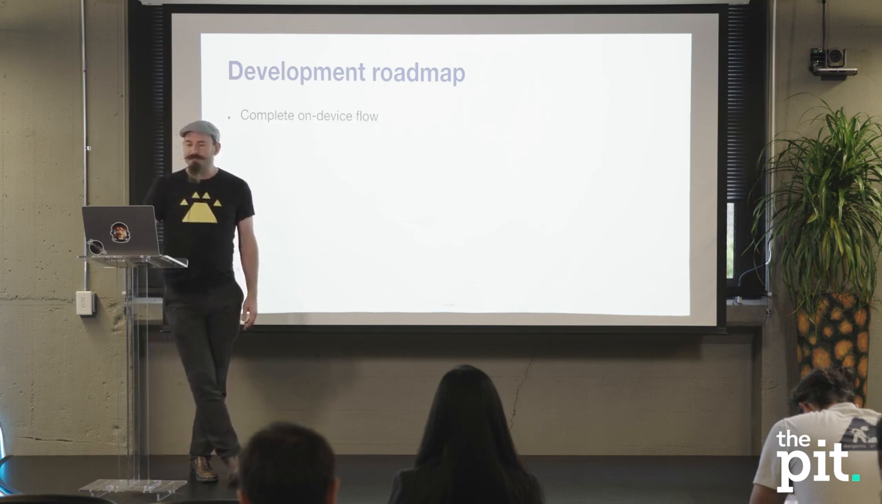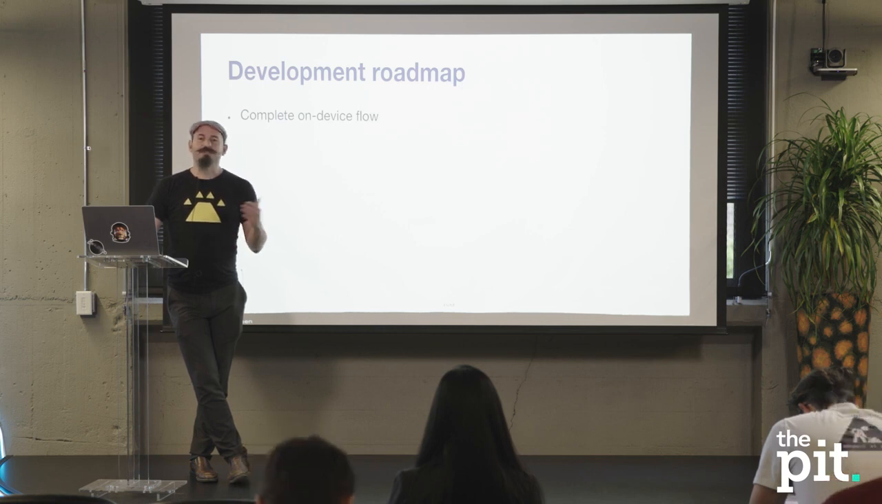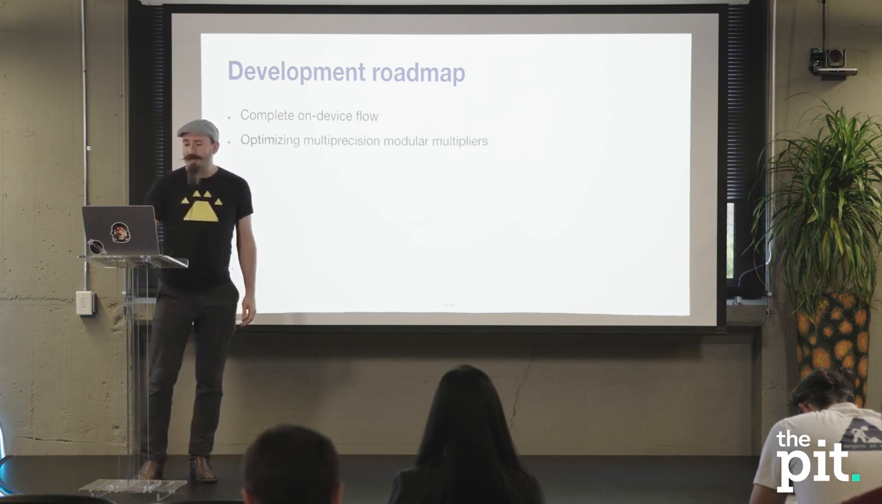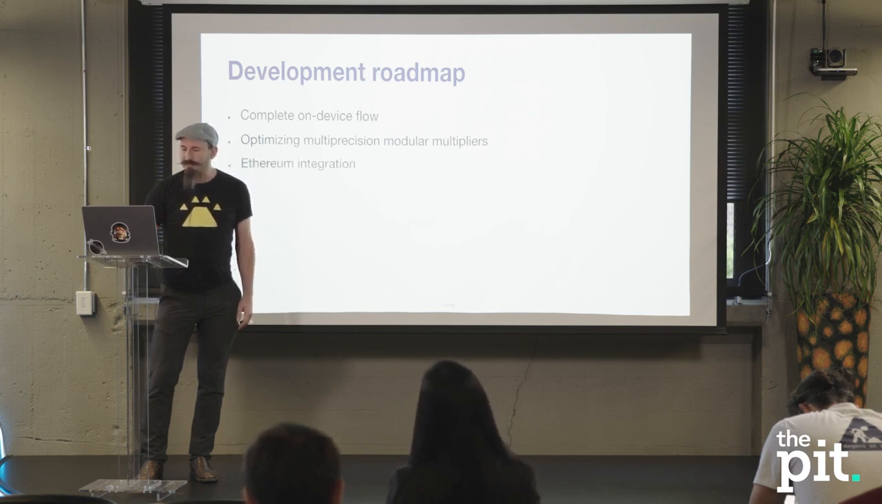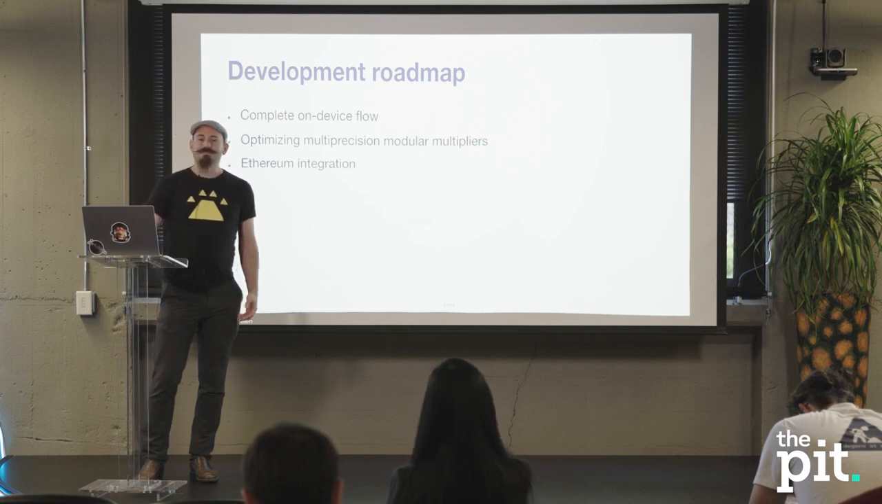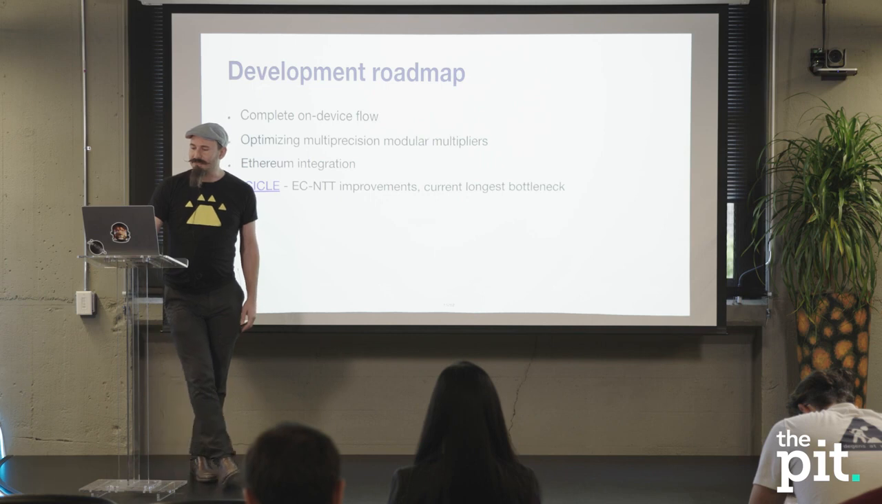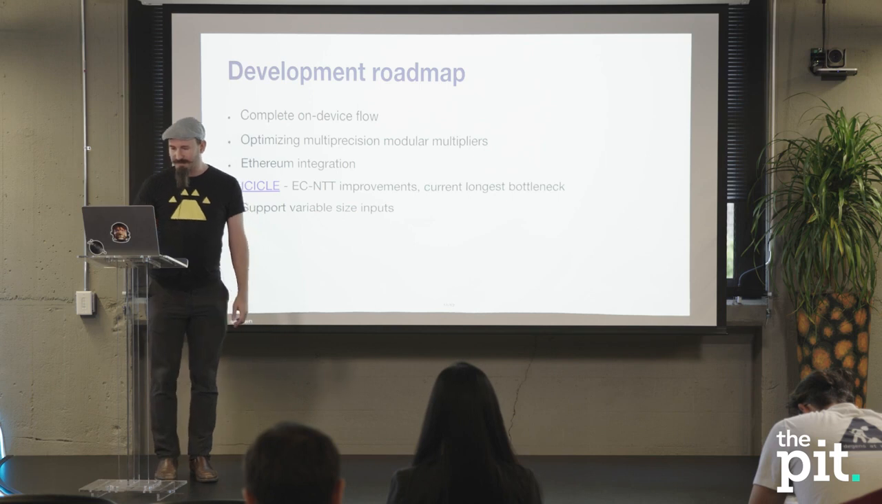Our development roadmap includes a complete on-device flow, so making sure we are not losing any time on communication between CPU and GPU. Optimizing multi-precision and multiple modular multipliers, which are the most basic building blocks of our calculations. They're still going to be optimized. Integration with Ethereum, and EC NTT improvement in ICICLE. This is currently the longest bottleneck, and there's still some room for improvement there. And of course, support for variable size inputs.